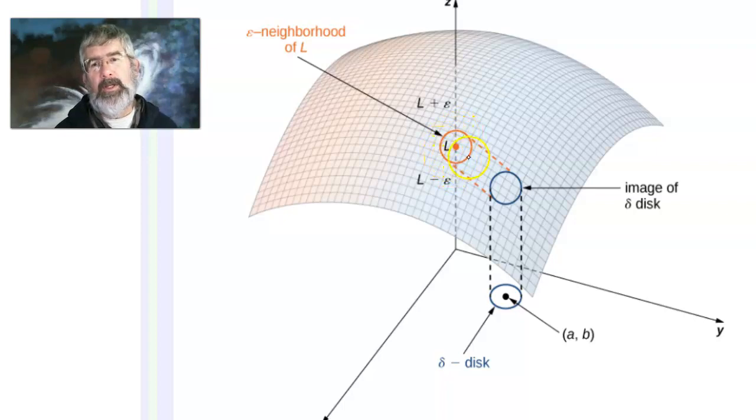And this is the part I don't really care for. They draw this like it's a little disk around L. It isn't, because you're just on the z-axis here. It's just L minus epsilon to L plus epsilon. It should be a line segment, right?